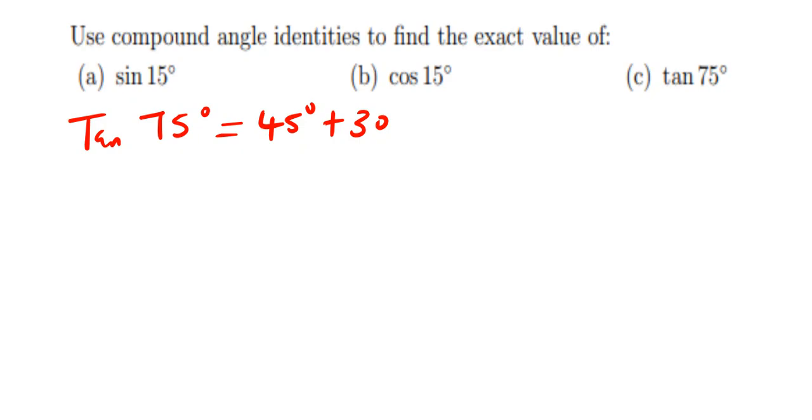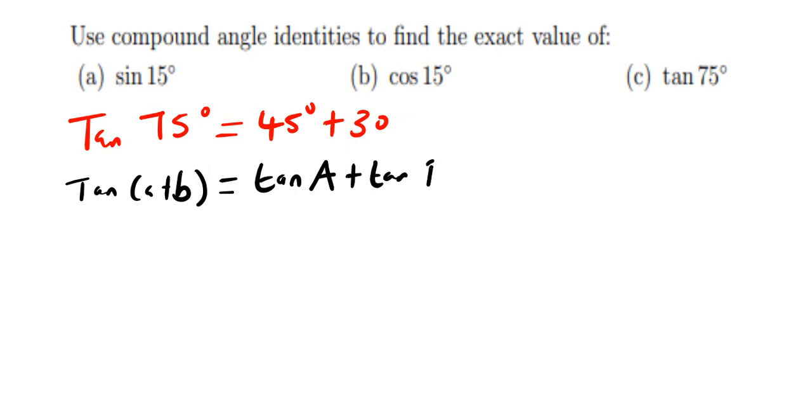Now you know that for tan, if I've got tan(A plus B), it will be tan A plus tan B over 1 minus tan A tan B. Okay, so this is the identity.